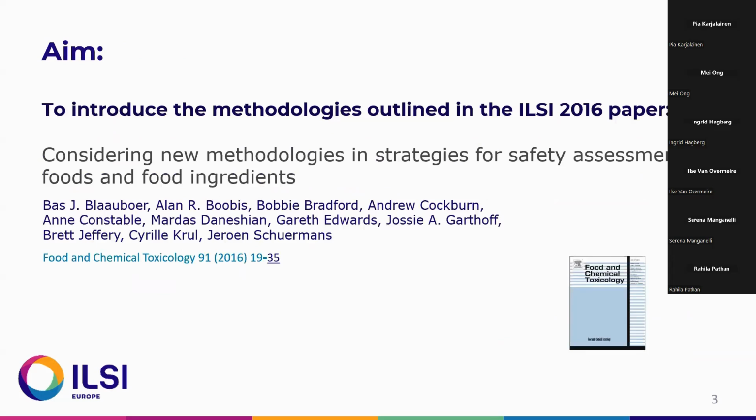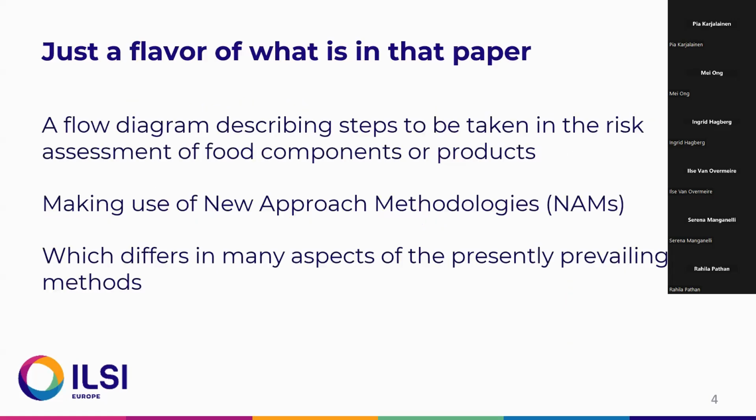So we are talking about this paper, published in 2016, which had a flow diagram in it, describing a number of steps that could be taken for the risk assessment of food components and products, making use of, as much as possible, the NAMs approaches. And as I stated on Tuesday, which differs in many aspects from the presently prevailing methods.